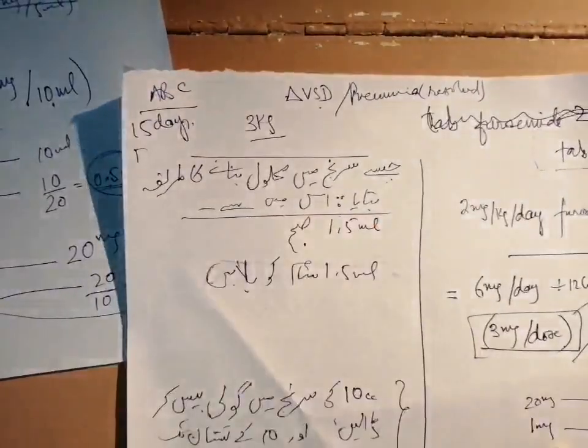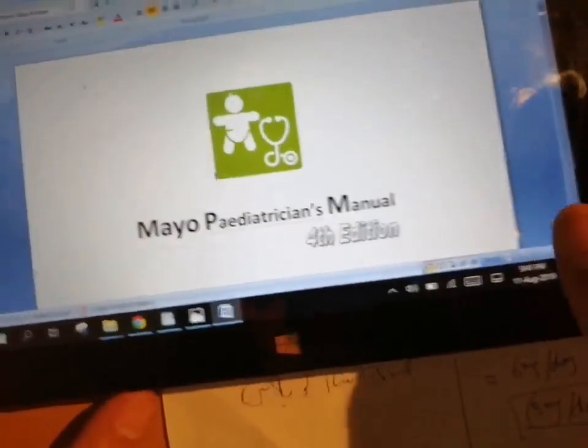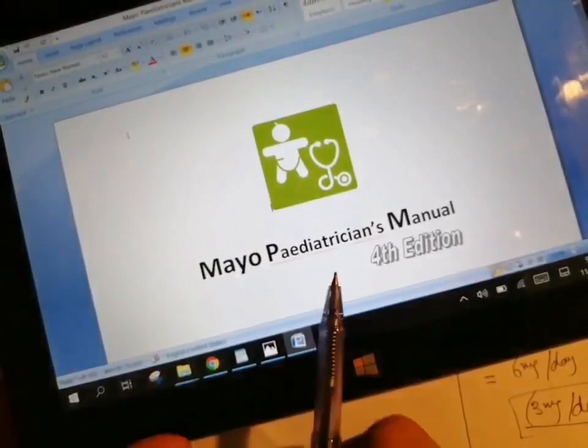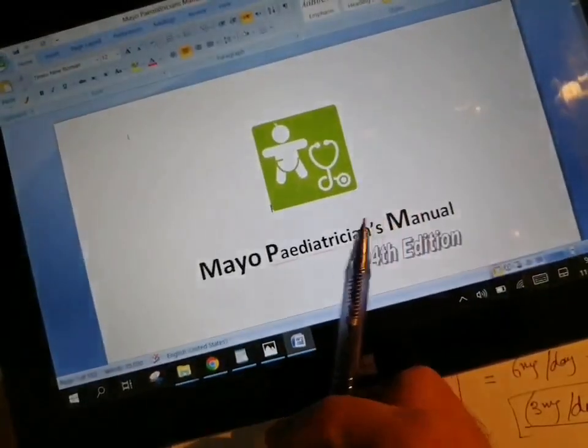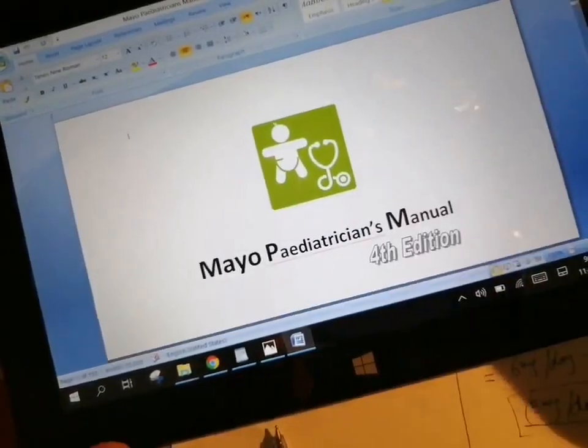Okay, let me introduce you to this manual I was saying. This is the Mayo Pediatrician's manual, and here in this manual I am showing you only the part which is related to drug dosages, tablets and the syrup strengths. Okay, let me show you.